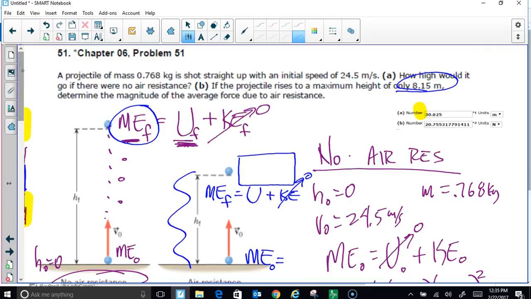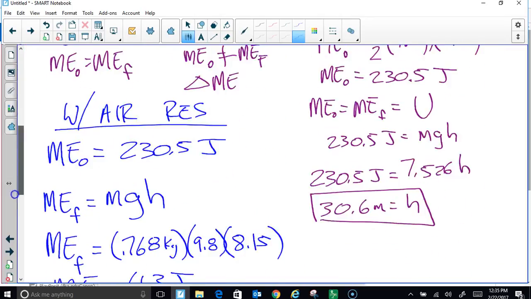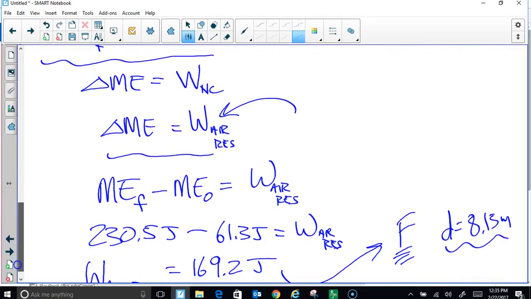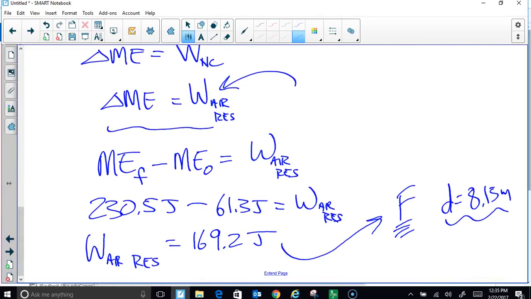Yep. What's the magnitude of the average force due to air resistance? The force would actually decrease as it slowed down. That's why they say average. But we can treat it as an average for now, and that's fine. So that height also becomes the displacement. And the whole time that it's doing work, and by the way, it should come out to be negative, right? No, we're good. Oh, it should be negative, so let me make sure I got this right.